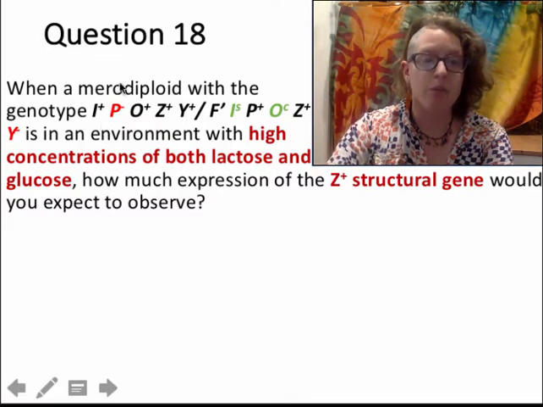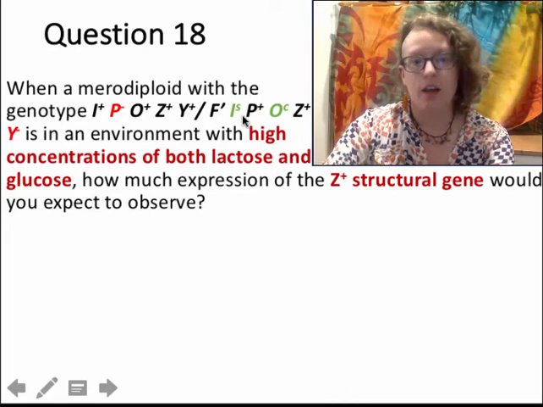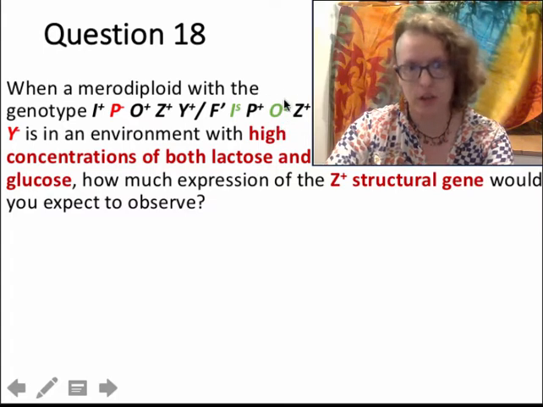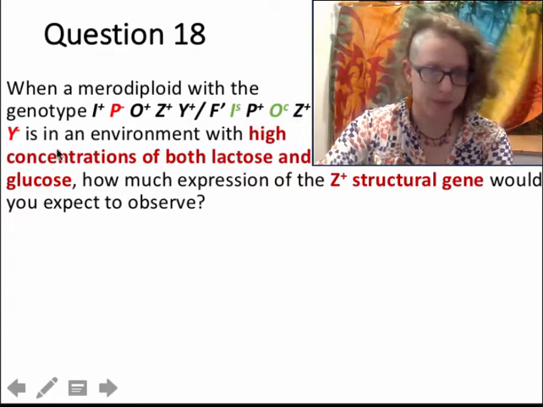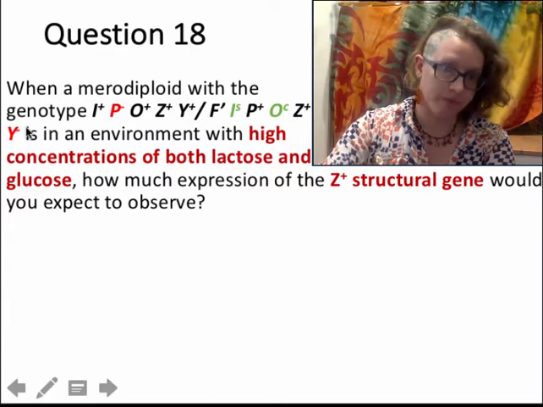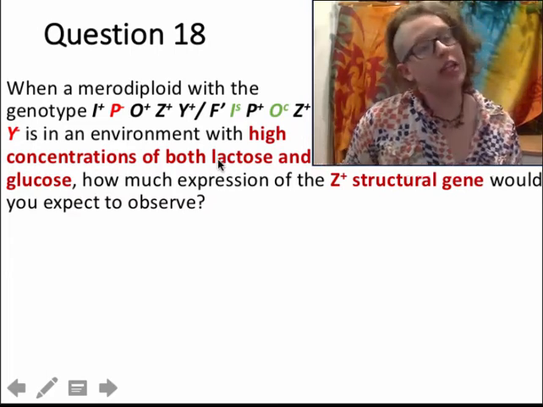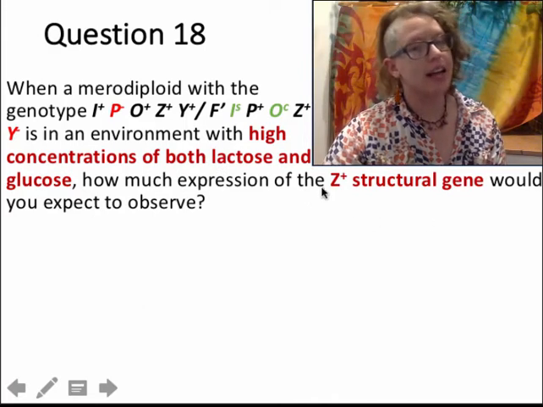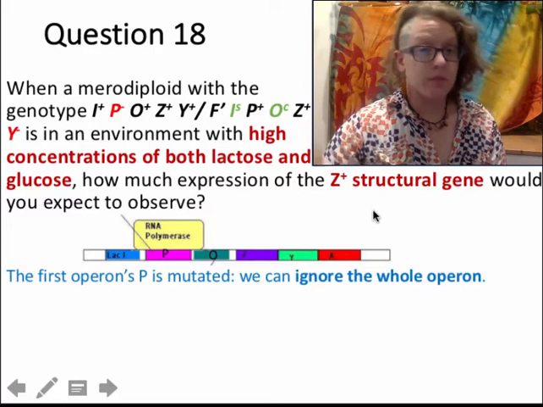Here we have a mutant promoter. Here we have a super repressor. And here we have a constitutive operator. They're in green because they're excited to be here. And here we have a dead Y structural gene. The important parts are that we've got a high concentration of lactose and glucose, and we're specifically talking about the Z structural gene. So, what are we going to observe?